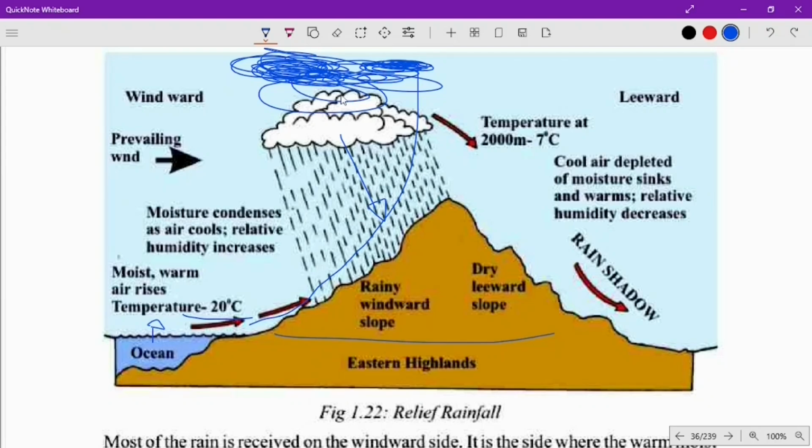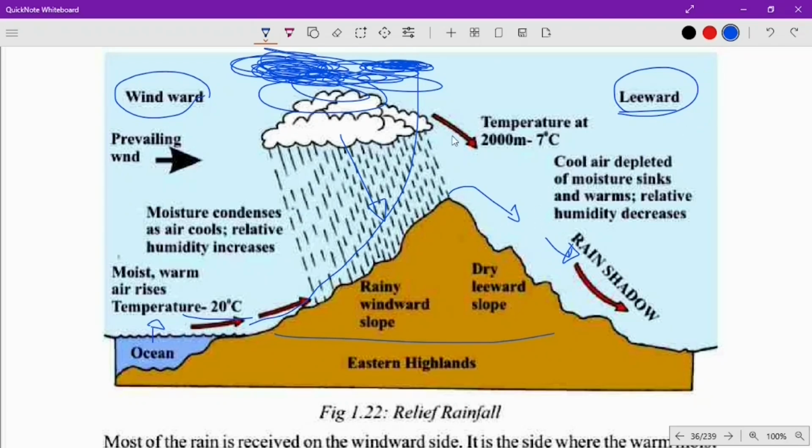Now when the moisture rises to this place, the air will continue to blow, but when it reaches this side, it will be dry air. It doesn't have any moisture, therefore it will continue to go. This side where the wind originates from is called the windward side. Wind blows from the windward side towards the leeward side.